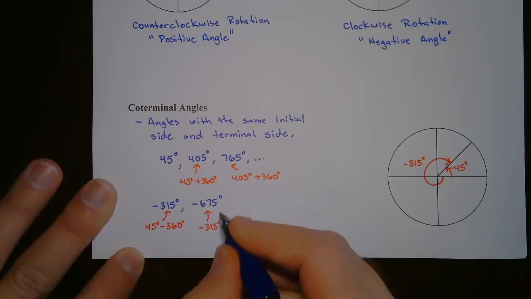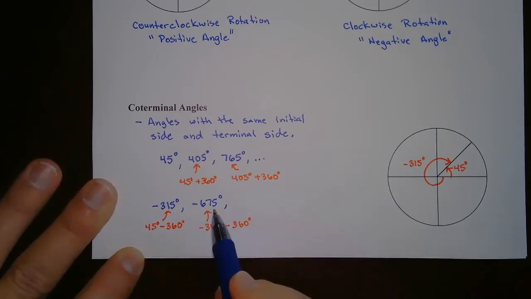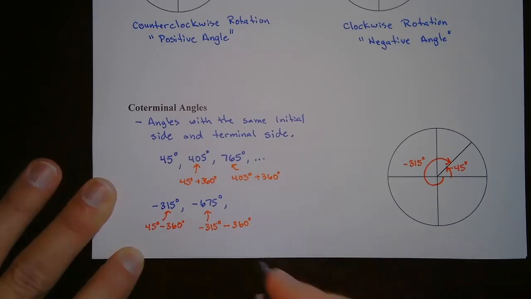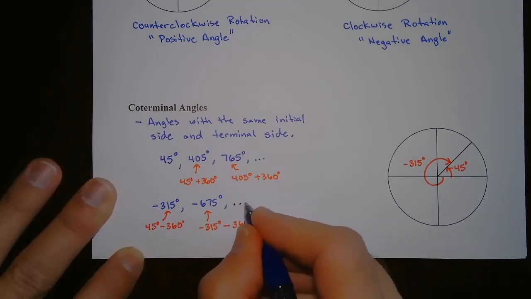We could do another one, right? We could take negative 675 degrees and subtract 360 degrees, and we'd have another coterminal angle. So you could just continue doing this, okay?